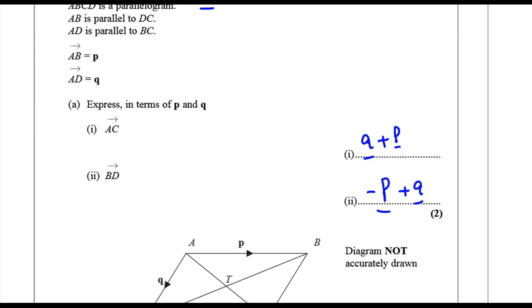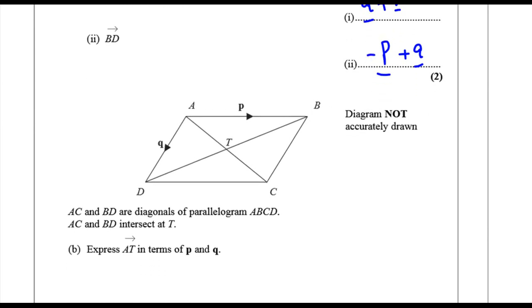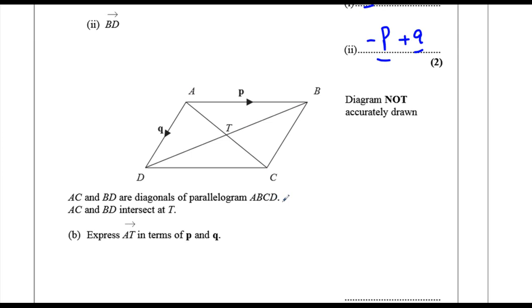Next part. AC and BD are diagonals of the parallelogram ABCD. AC and BD intersect at T, as we can see. Express A to T in terms of P and Q. So we want to get from here to here. Right, now there's quite a cool thing which says that diagonals cross in the middle. So in a very simple example, imagine you have a square. If you do diagonals, that's in the middle of your square. Same with a rectangle, same with a parallelogram. That's bang in the middle.